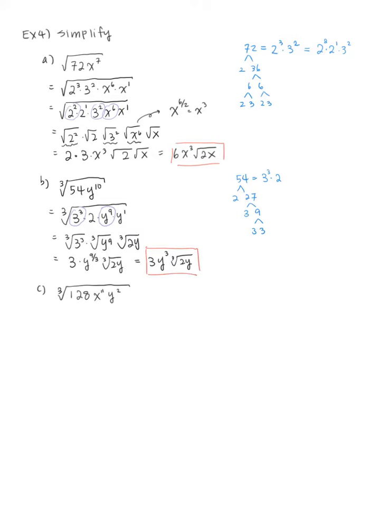All right, now I'm going to let you try this one. We have the cube root of 128 x to the 11 y squared. So pause the video and see if you can do this or not. And don't get thrown off just because you see two variables, x and y. Do the same thing for x and then do the same thing for y. Try it.